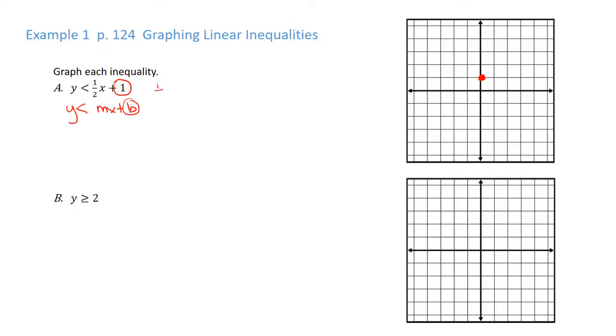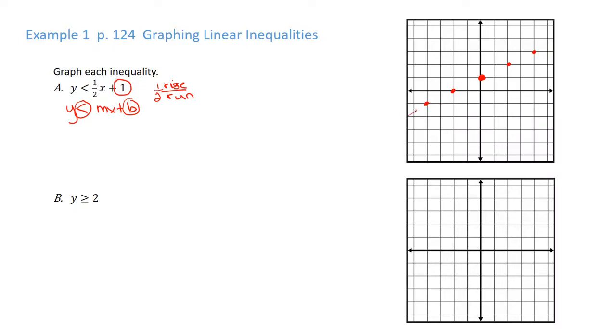And remember, that's 1/2, and that is the rise over the run. So we're going to rise 1, run 2. Rise 1, run 2. Rise 1, run 2. All right, so the first thing we want to do is draw our boundary line. Notice there's no equal sign on here, so we're going to do a dashed line. I'm going to go ahead and put a few more points in here. There we go.